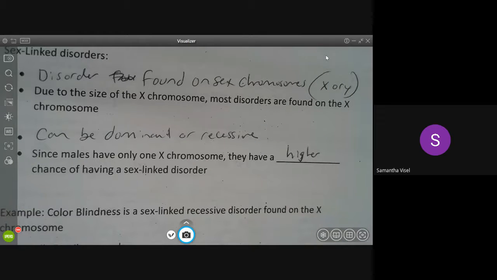Also, females don't have a Y chromosome, so if there's a disorder on the Y chromosome, they won't have it. Males, unfortunately, also have a Y chromosome. So if it's on the Y, you'll have it. If it's on the X, you'll have it. So males statistically have a much higher chance of having a sex-linked disorder.